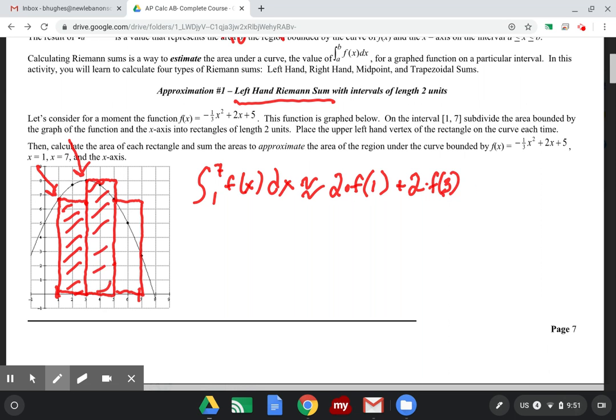And then the last rectangle is 2 times the height of that rectangle, given right there, which is f of 5. If I added those up, I'm going to get the estimated area. The nice thing is, when we're talking about a length of 2 units, the width of every single one of those rectangles is the same. So we can write it as 2, because I can factor a 2 out of every single one of those. 2 times f of 1 plus f of 3 plus f of 5.